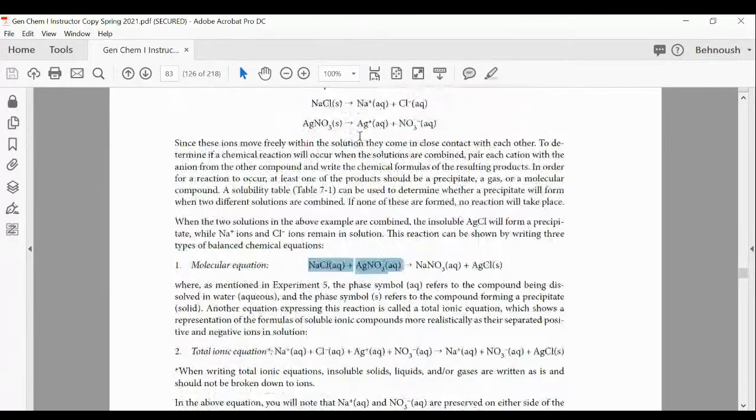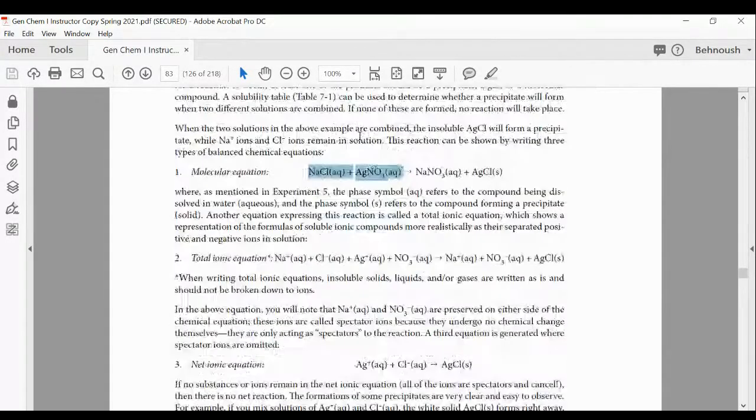When you are dealing with the double displacement reaction, you have a few steps. First, you are going to write the molecular equation. The molecular equation is adding two reactants and predicting two products following in, out, or exchanging cations.